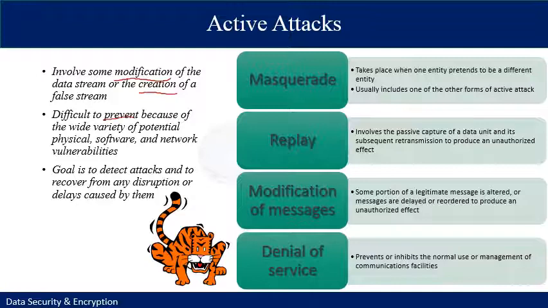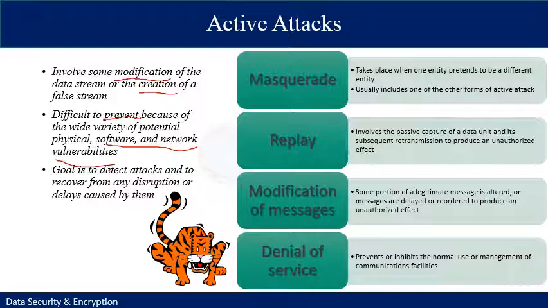The first ones are very difficult to detect, because it is very difficult to detect who is listening to the communication medium you are using. These kinds of attacks are very difficult to prevent because of the wide variety of potential physical, software, and network vulnerabilities. The goal is to detect the attack and recover from the disruption and delays caused by them. There are four kinds of active attacks.